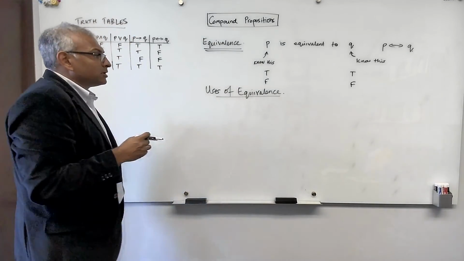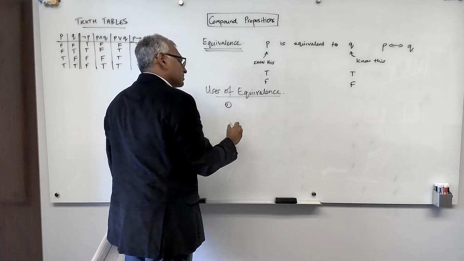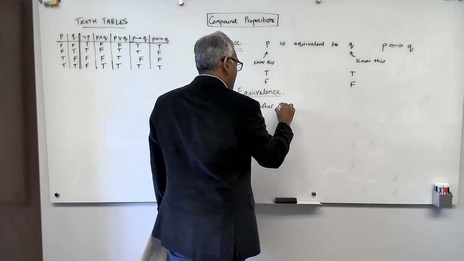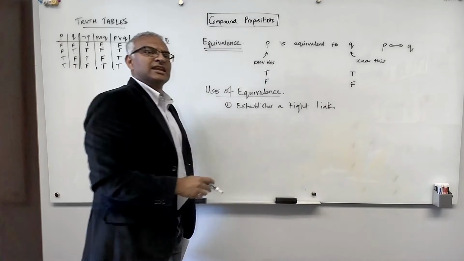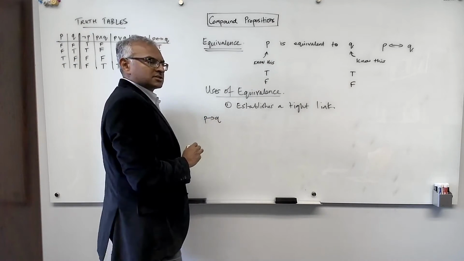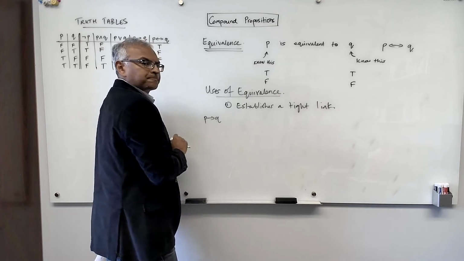So one of the primary uses of equivalence, first, it establishes a tight link, even tighter than implication. Implication just says, so P implies Q just says that, whenever P is true, Q must be true. Okay.